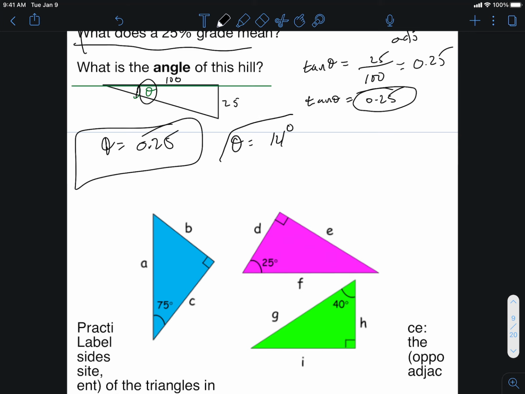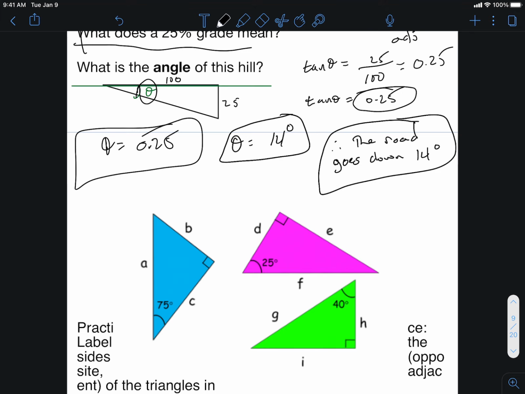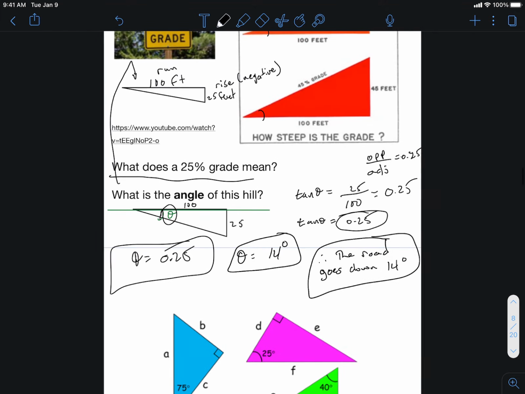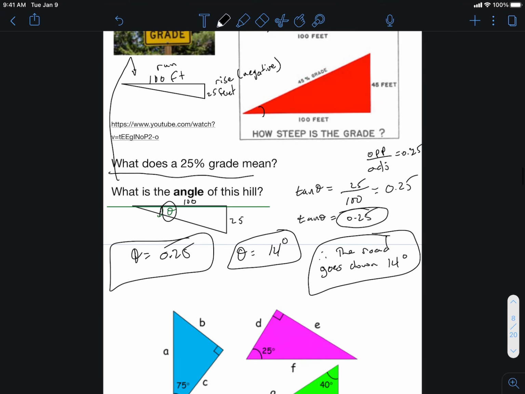All right, what does that mean? Well, it means, therefore, the road goes down, remember, because we're going down a hill, right? It goes down 14 degrees. That's what 25% grade means. Does anybody have any questions?